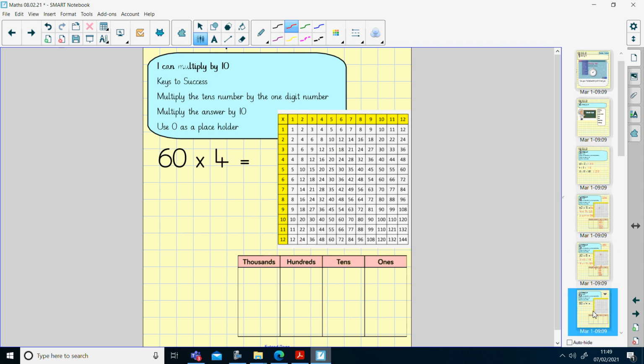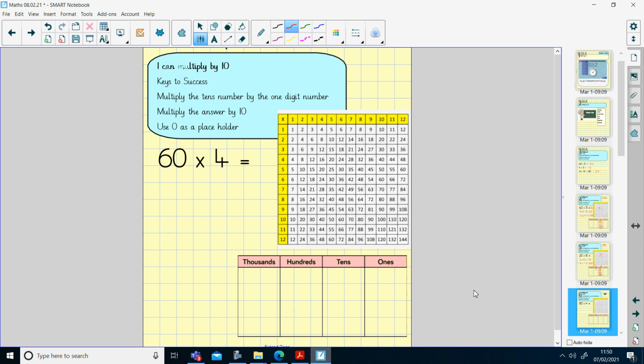I'd like you to pause the video and have a go at working out the answer to 60 multiplied by 4. Remember, you can draw the counters, so you could draw 60 4 times, or you can use that longer method that I've just shown you. Pause the video now and then come back to me and we'll work through the answer together.